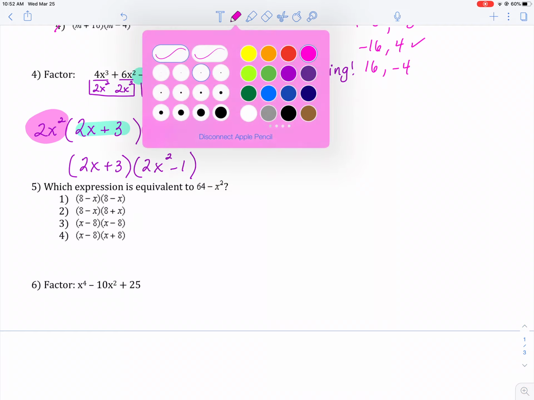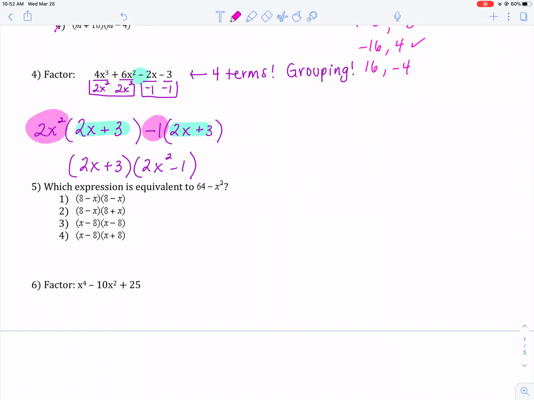Okay. When you look at your next term, 64 minus x squared, the first thing I want to say to you is that I only see 2 terms and I see subtraction in the middle. I'm thinking it's got to be the difference of 2 squares, but just double check. Is there a GCF between them? No. And if you look at your choices, there's no GCF out in front. This is the difference of 2 squares, which means open 2 sets of parentheses.